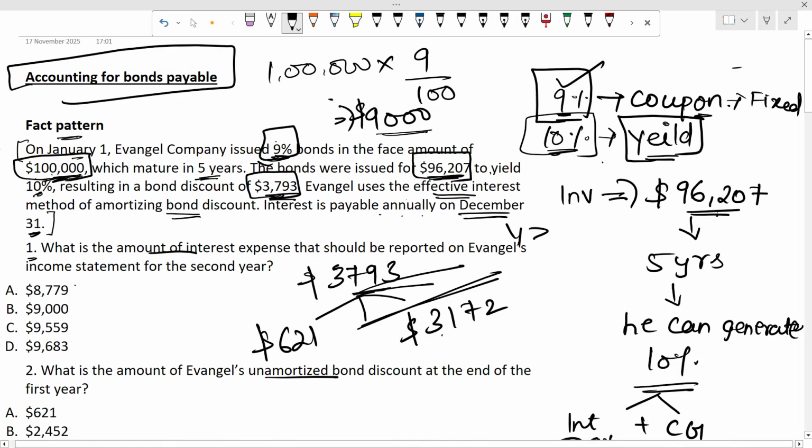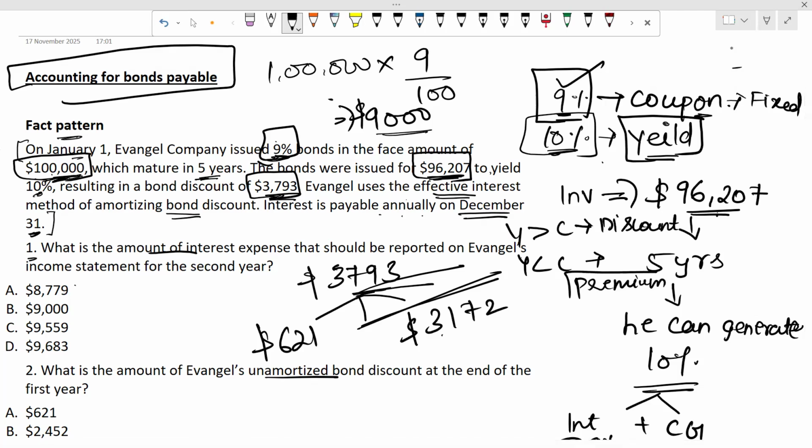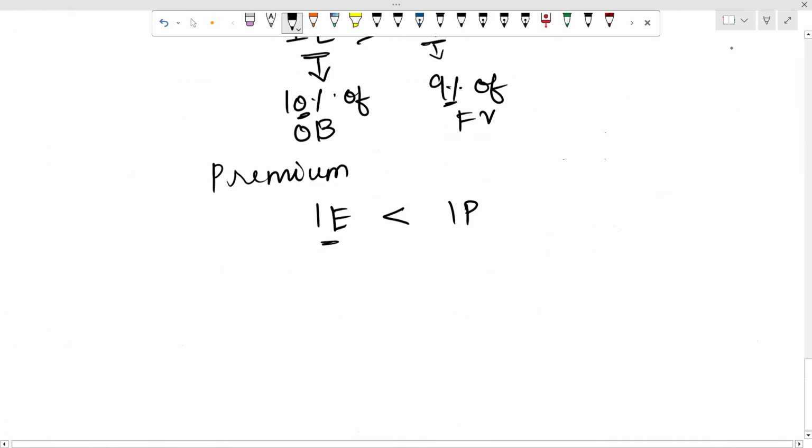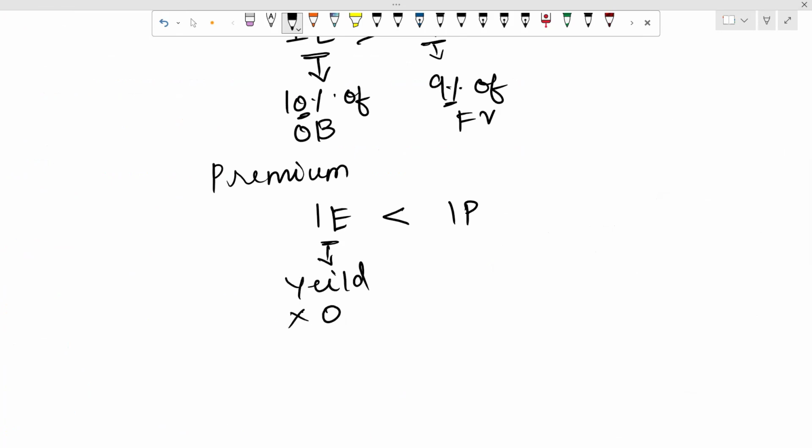That is, if yield is greater than coupon, the bonds are issued at discount. If yield is less than coupon, then the bonds can be issued at a premium. The bonds can be issued at premium only when the coupon is greater than the yield. So if bonds are issued at premium, interest expense is calculated as yield into opening balance. Interest payable is calculated as coupon into face value.